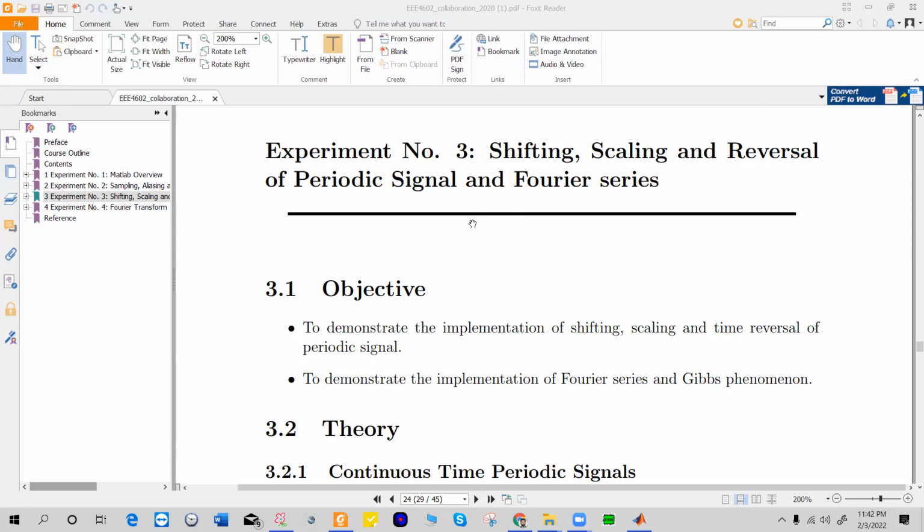coding. Okay. And first, we'll talk about shifting, scaling, and reversal of periodic signal. After that, we'll go for Fourier series. Okay, so let's start.